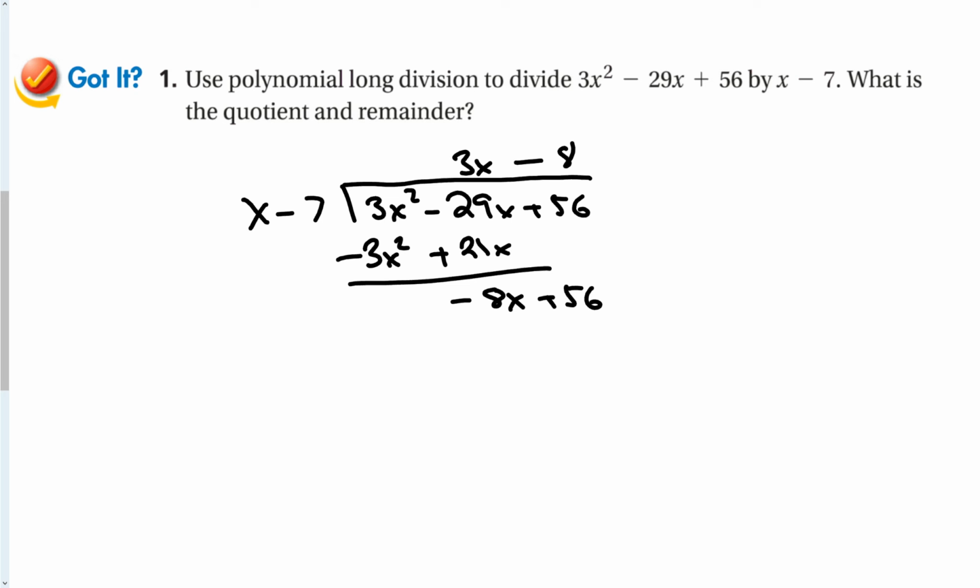And negative 8x there. Negative 8 times negative 7 is a positive 56. And now when I subtract, I get 0. So that means this has no remainder. That means x minus 7 is a factor of 3x squared minus 29x plus 56. And the other factor is 3x minus 8.